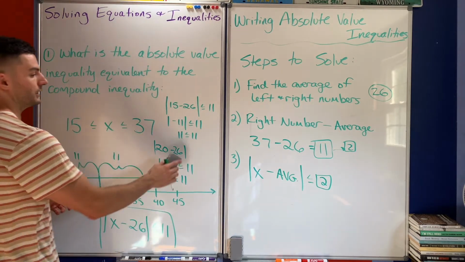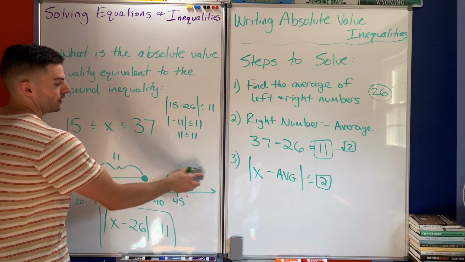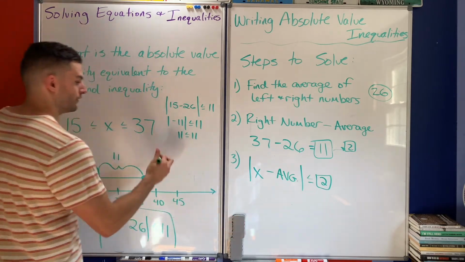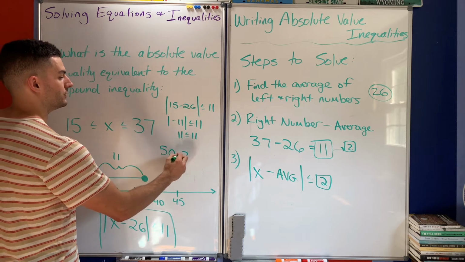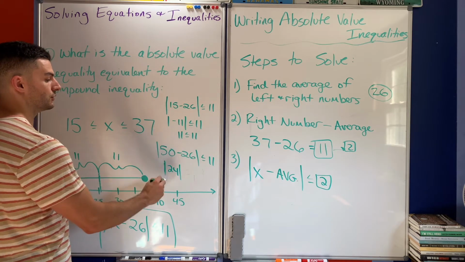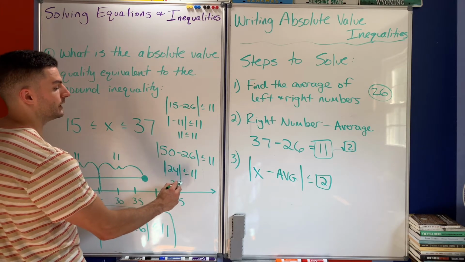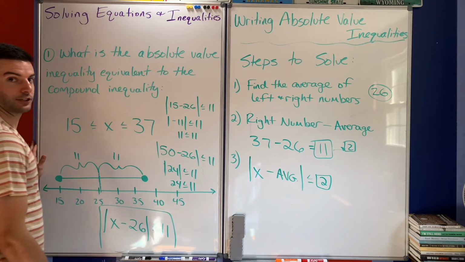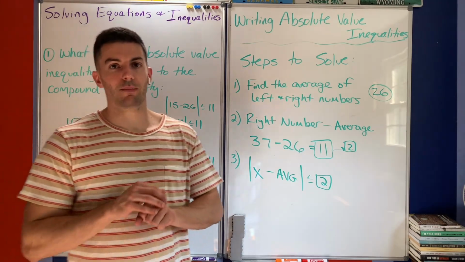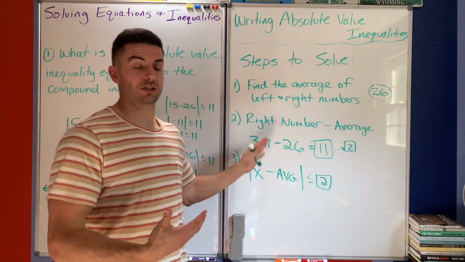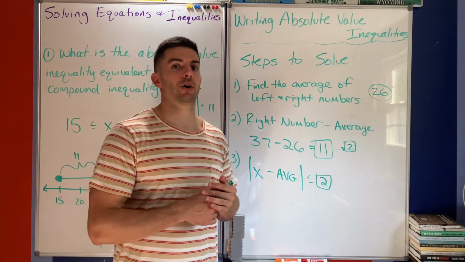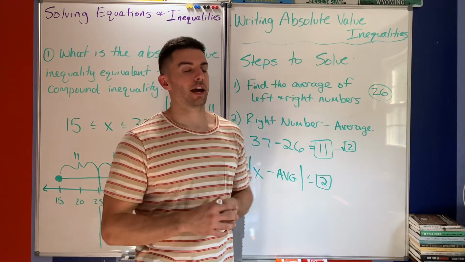So any number between 15 and 37 would work. But if I chose a number outside of that range, let's say I choose 50, 50 minus 26, I subtract those and I get 24. The absolute value of 24 is 24, and 24 is not less than or equal to 11, so that wouldn't work. So I'm actually going to do some more word problems similar to this on a worksheet. I will film that right now.